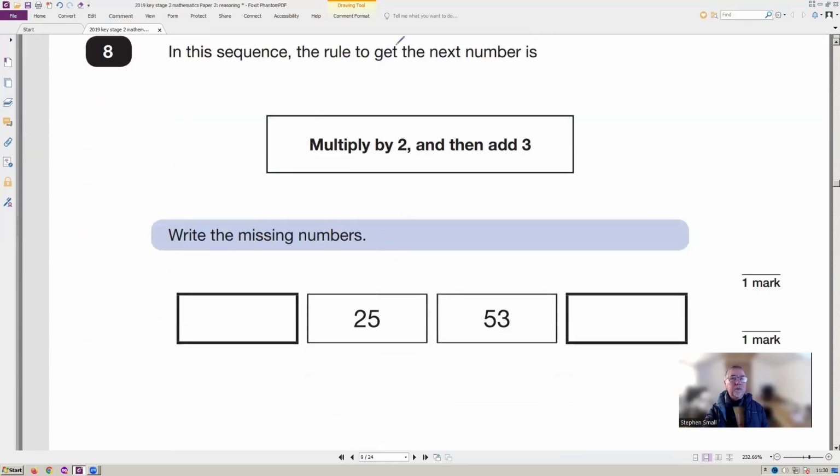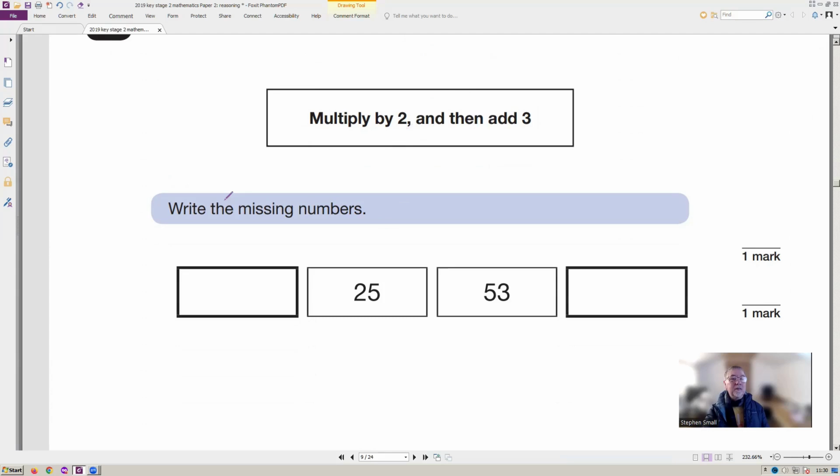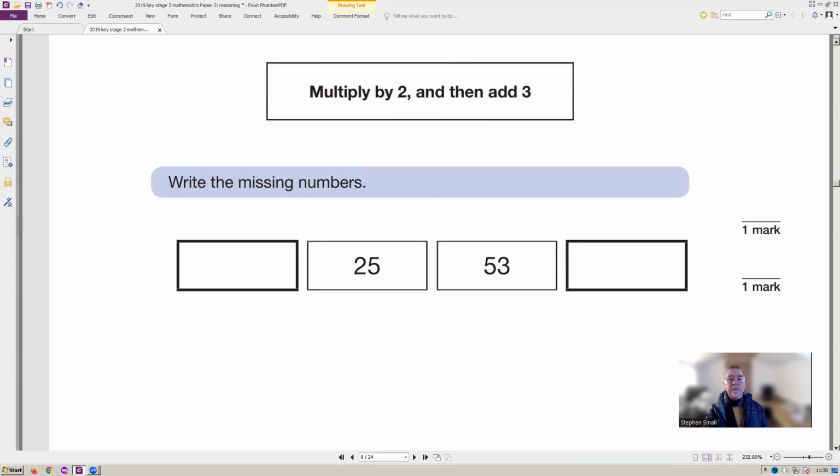The sequence rule to get the next number is multiply by 2 and then add 3. Write the missing numbers. Okay, so we'll do the end one first because that's following this rule. Multiply by 2, so that's going to be 106, and then add 3 is 109. And this one, you go the opposite way round. So we're going to minus 3 first, takes us to 22. And then instead of multiply, we're going to divide by 2. 22 divided by 2 is 11.